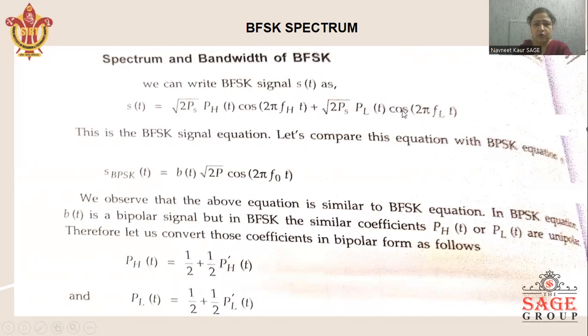Now, if I want to change the equation of the BFSK signal to compare it with the BPSK signal, that means I want to convert PH(t) and PL(t) into bipolar signals. I will use two more representations of the signal, PH'(t) and PL'(t). These are two bipolar signals. That means they have values 1 and -1. When PH'(t) is 1, PH(t) will be 1. Whereas when PH'(t) is -1, PH(t) will be 0. The same holds for the second equation, for PL'(t) and PL(t).